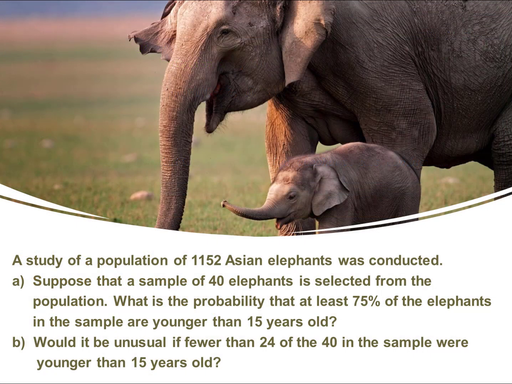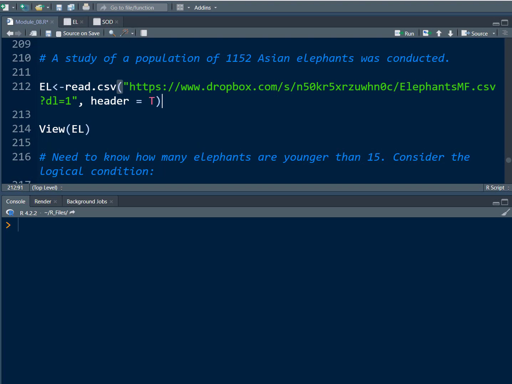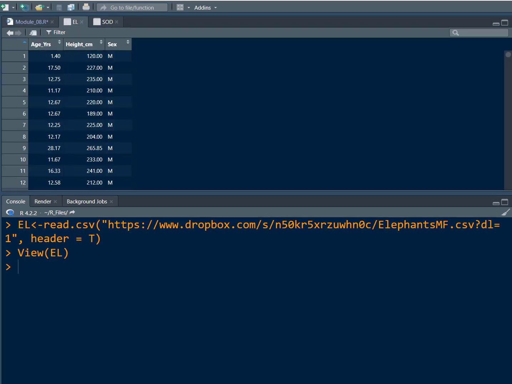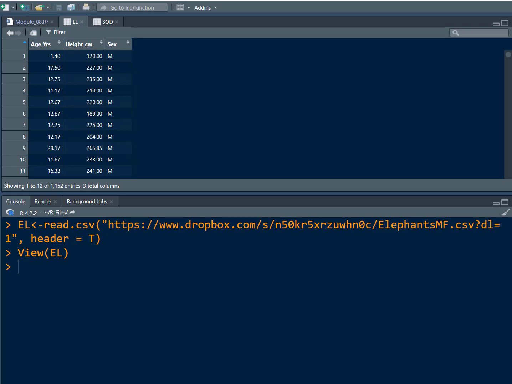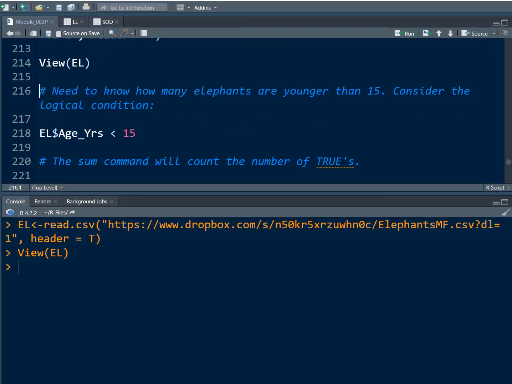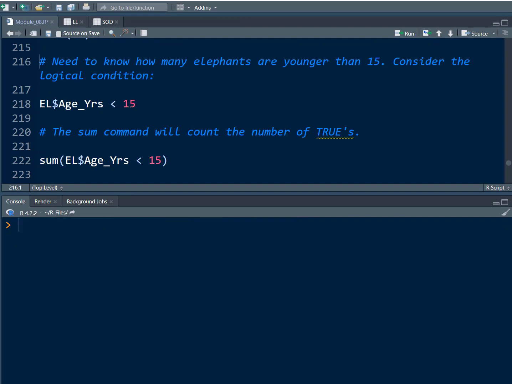Alright, one last example. A study of a population of 1,152 Asian elephants was conducted. Let's pull in the data and take a look at it. I'm going to call my dataset EL. Also, note the name of the variables in the dataset. I want to answer a couple of questions involving sample proportions. What I'm interested in is the set of elephants that are younger than 15 years old. So I need to determine what proportion of the elephants from the population are younger than 15.